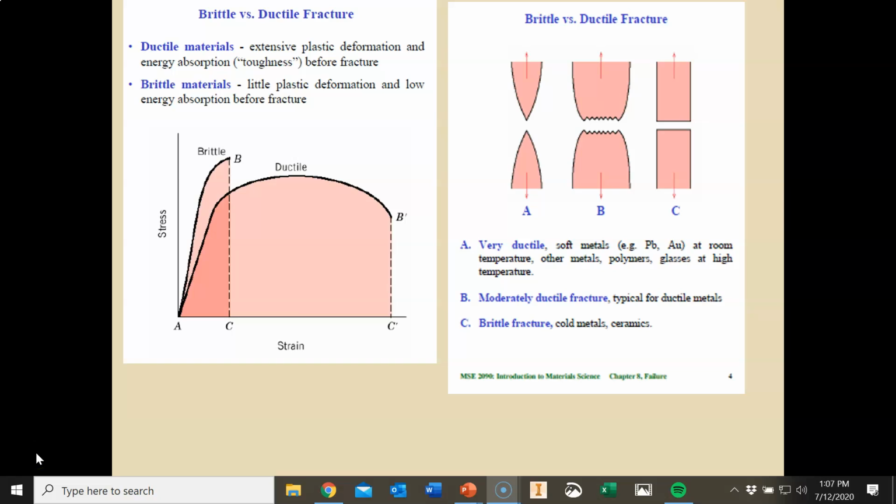Remember from chapter 4 that stress is the force applied to the material, such as tension, compression, shear, flexure, and torsion.